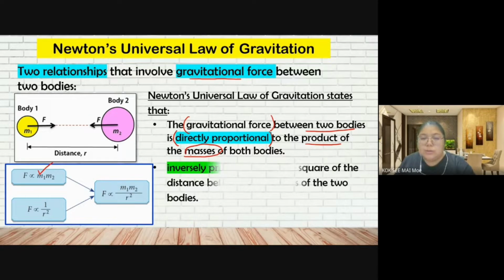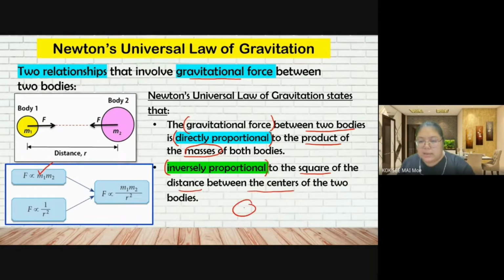Number 2: gravitational force is inversely proportional to the square of the distance between the centers of the two bodies. This is the center of the two bodies. When they pull, this is the distance, R. So F is inversely proportional to R squared, the square of the distance between the centers of the two bodies. So that creates the second statement.